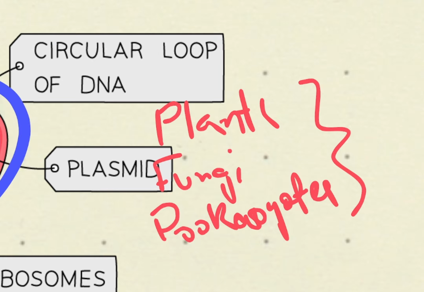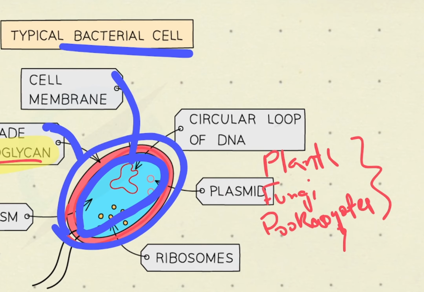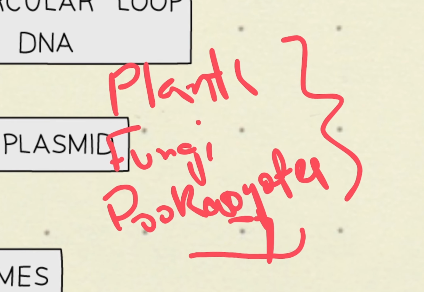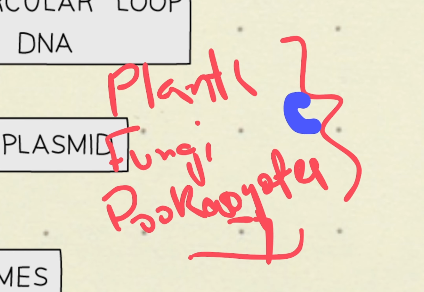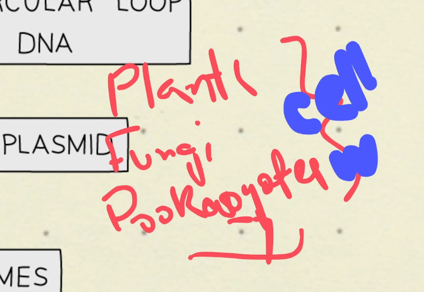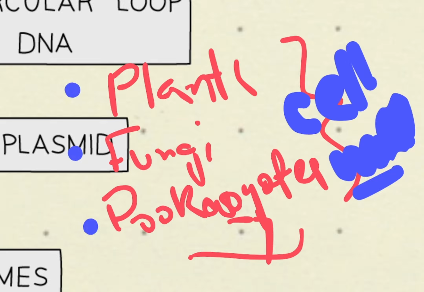But what makes each of these cell walls different? Why have we placed these organisms in separate kingdoms, if all of the organisms in these kingdoms share one thing in common, and that is a cell wall? It's because of what the cell wall is actually made up of. That's different in all three of these, and that is what makes them unique from each other.